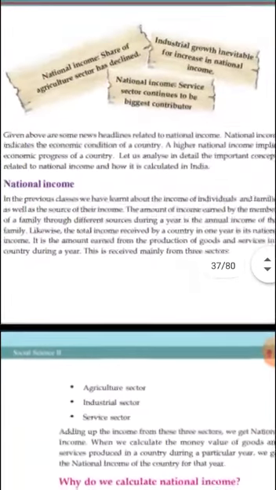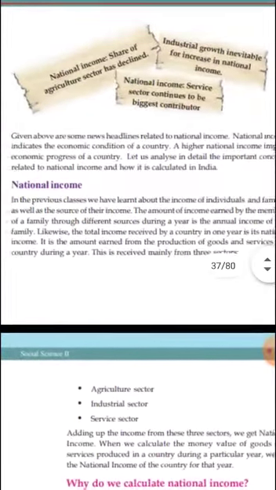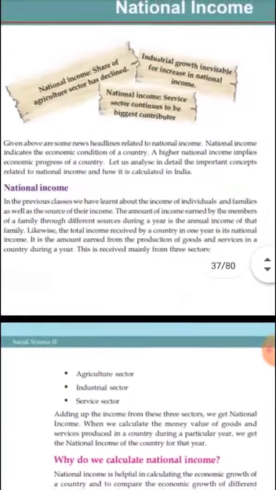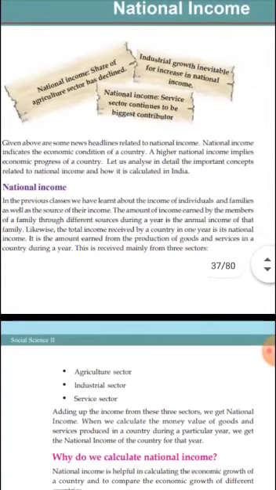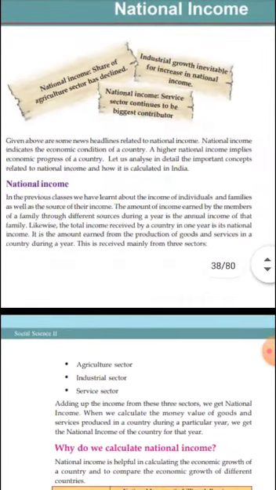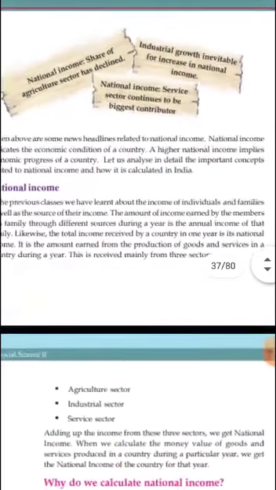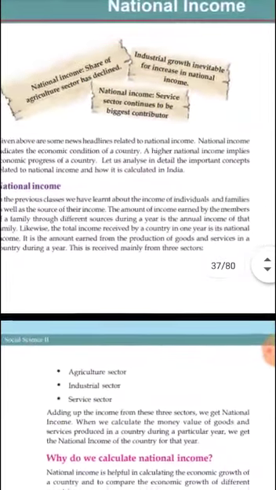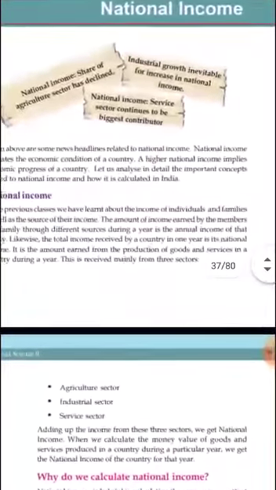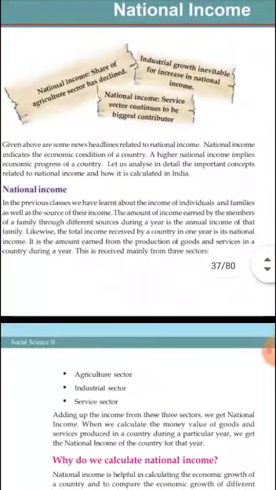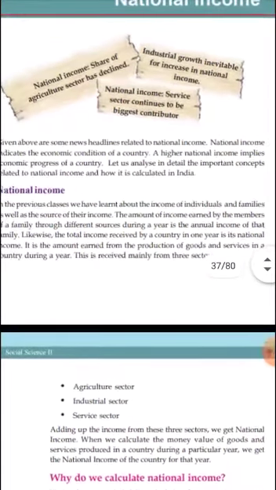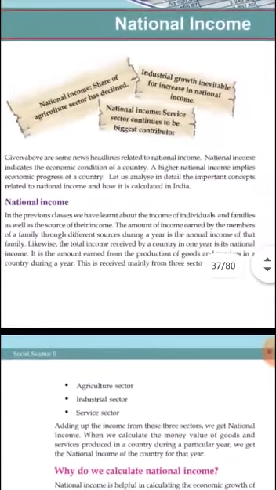What is the family income? Income of the individual and the family as well as the source of their income. Family income is the income of each member of the family from the different sources in a particular year, known as the annual income of the family. You know that the ration card everywhere asks for the annual income of the family. So the total income of each member of the family earned from the different sources is known as family income.